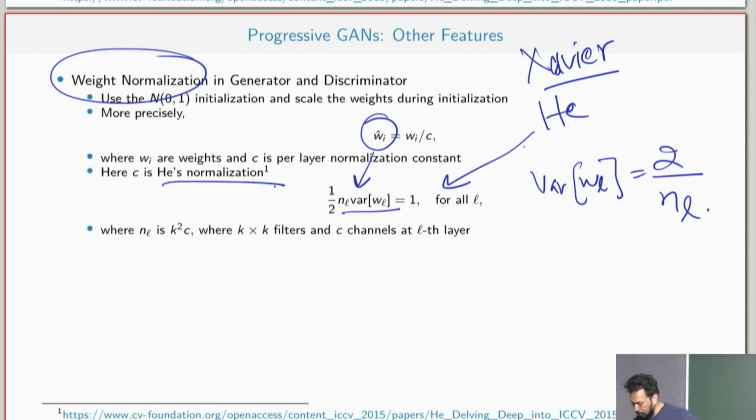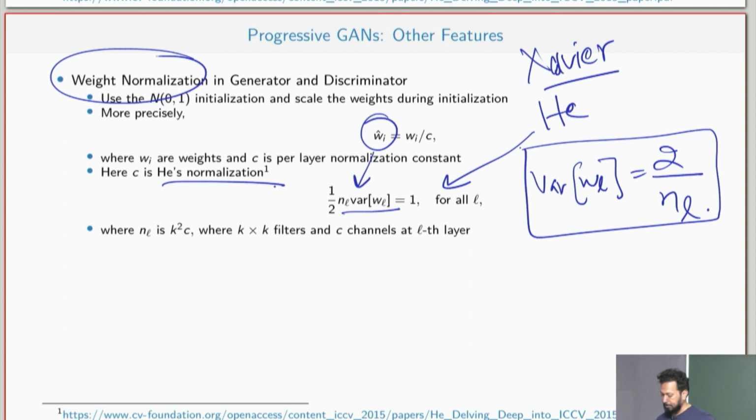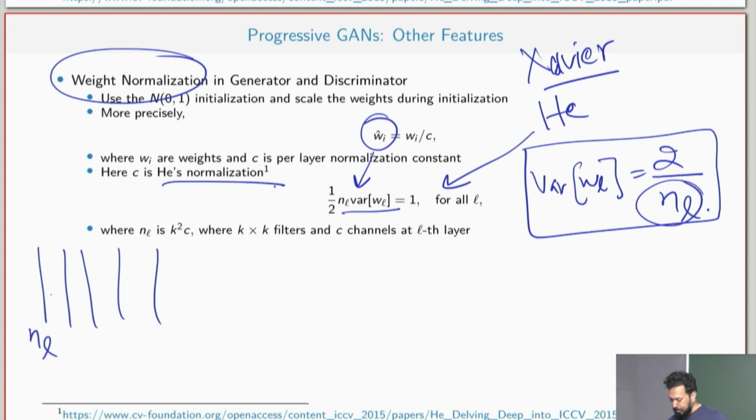Okay, so this was Hurst initialization, right? So this is how you initialize the weights initially. This is layer-wise initialization, right? Because there is a dependence on NL. So N1 will decide a different type of weight normalization compared to NL plus 1. But you have to do it at the first step itself.